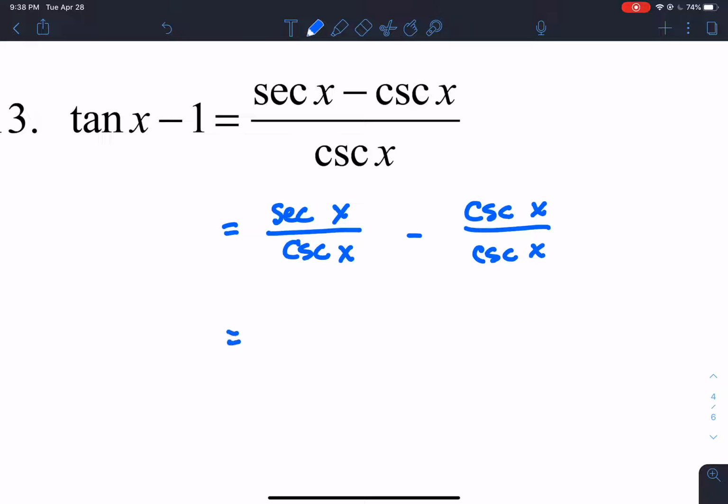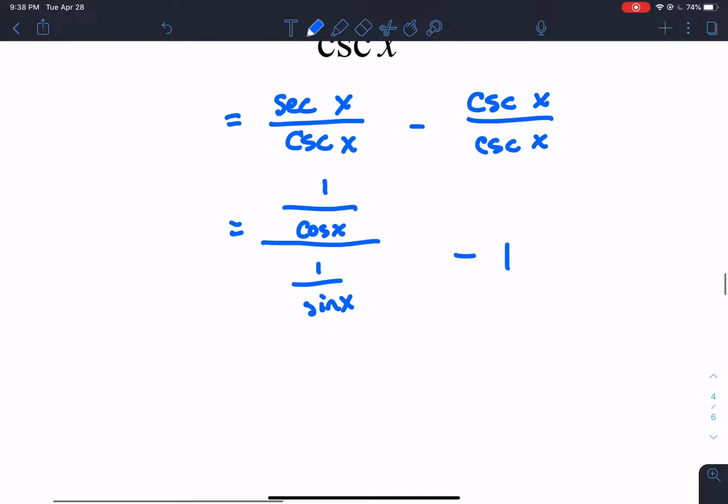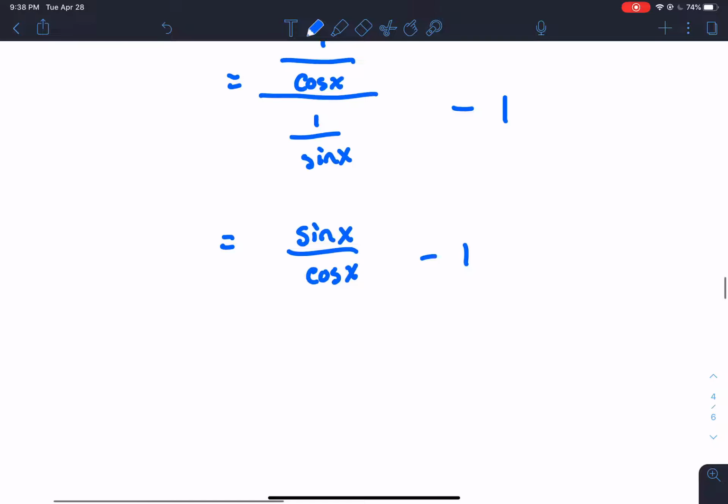Now this becomes 1 over cosine of x divided by 1 over sine of x, minus 1. Now it's 1 over cosine times the reciprocal, which is just sine, so it's sine over cosine minus 1, which is then tangent minus 1.